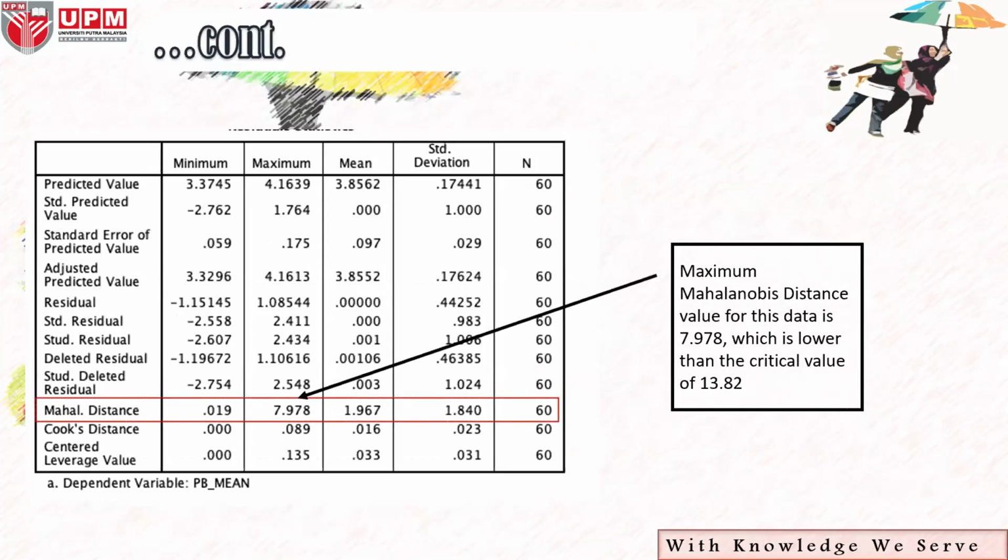Okay. So we go to the summary, the result of summary in our output. We check on Mahalanobis distance column. Kita tengok. Okay, the minimum is 0.019, the maximum is 7.978. Maximum Mahalanobis distance value for this data is 7.978, which is still lesser than 13.82. Okay, so therefore we can conclude that there is no issue of outlier. Tak ada outlier. Okay.